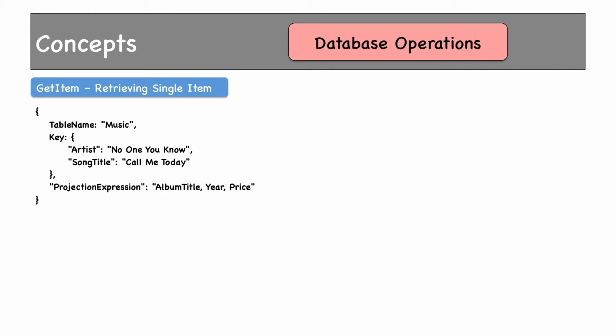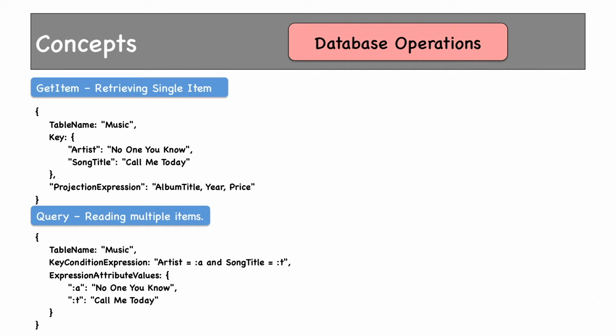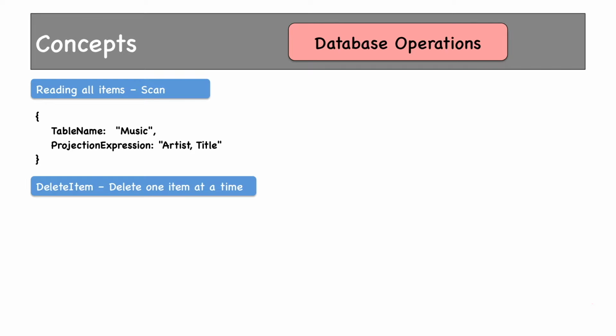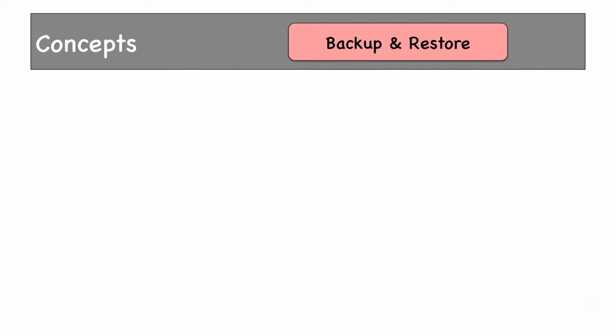Then to retrieve a single item, we'll use get item, something like this. The table name has to be mentioned along with the primary key. Query can be used to read multiple items with the primary key. You have to mention the table name and then the conditional expression for your primary keys. Scan can be used to read all items from a table. It is very simple, just mention the table name, and in projection expression you can mention which attributes you want to retrieve from the table. Using delete item, you can delete one item at a time using the primary key.